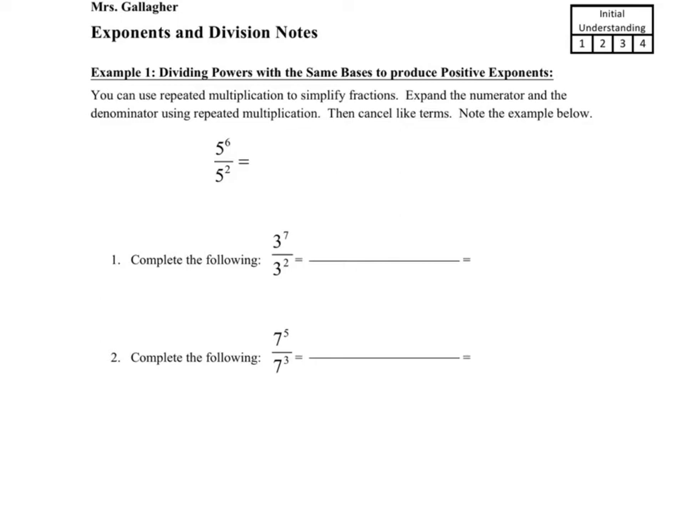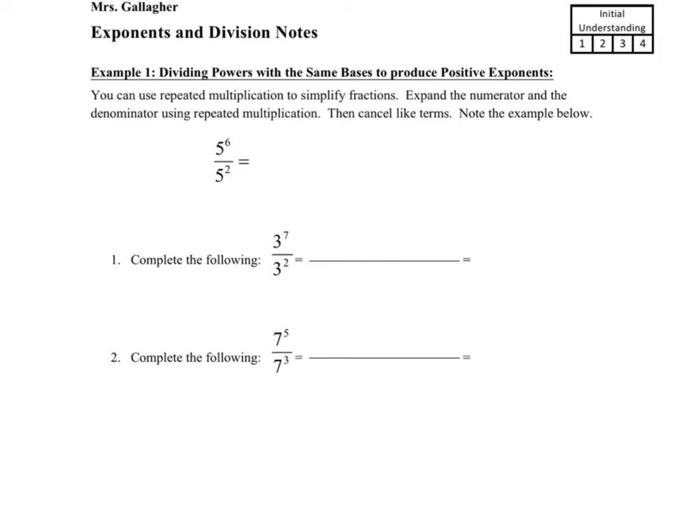So look at example 1. We want to talk about dividing powers with the same bases to produce positive exponents. You can use repeated multiplication to simplify fractions. Expand the numerator and the denominator using repeated multiplication. Then we're going to cancel out like terms. So let's look at the first example.